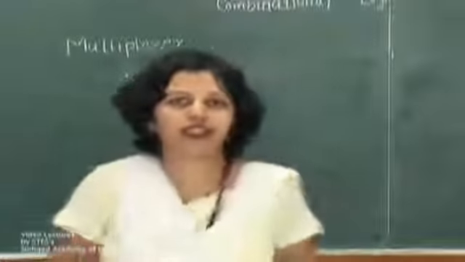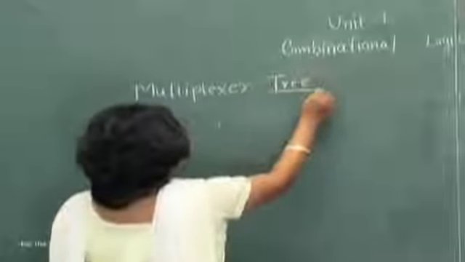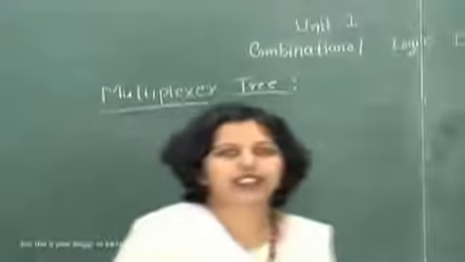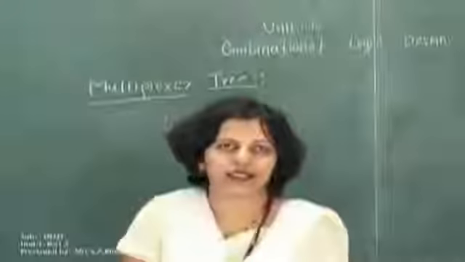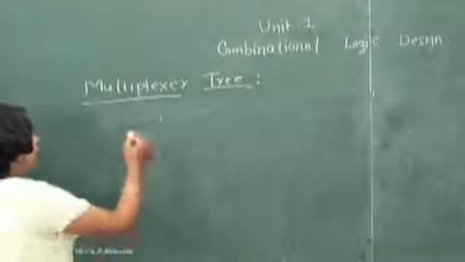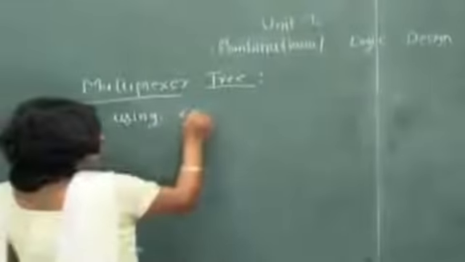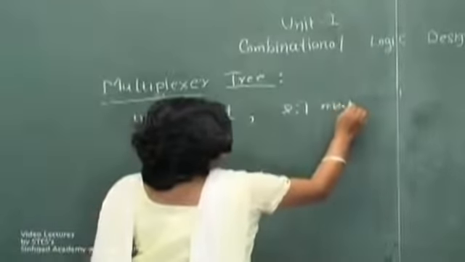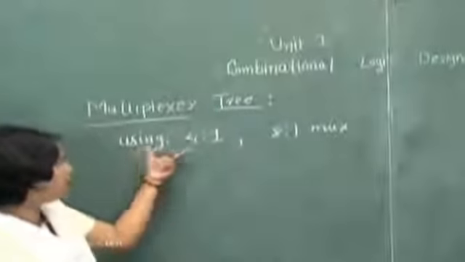Now let us go to the next topic, called the multiplexer tree. This is very important from an exam point of view. A multiplexer tree is a concept used when a higher version of a multiplexer has to be designed using a lower version. That design is called a multiplexer tree. For example, let us say 8:1 mux has to be designed using 4:1 mux. Let us see the procedure of designing an 8:1 mux using two 4:1 muxes.